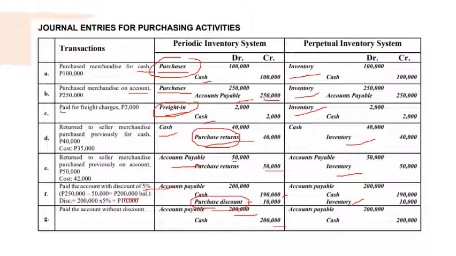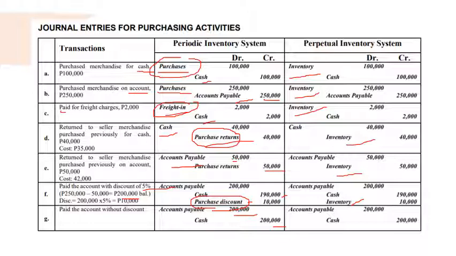So again, in perpetual inventory system, the purchases, purchase returns, purchase discount, and freight in will be recorded as inventory. So in a perpetual inventory system, you will not see a purchase account, a purchase returns account, a purchase discount account, or a freight in account, because all of these will be converted into inventory account. So that's the only difference.